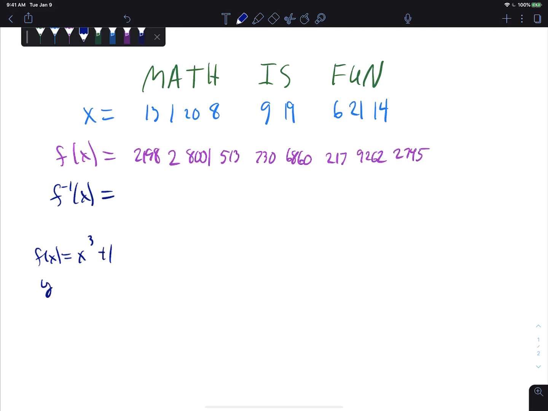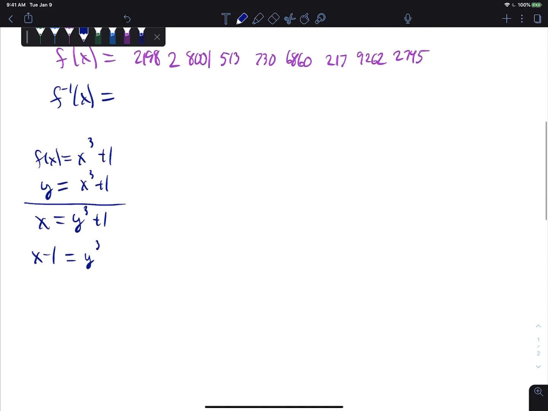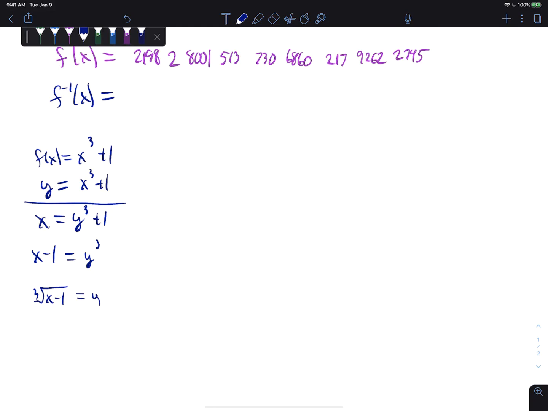That means that we need to replace f of x with y, and then switch all x's to y and all y's to x, and solve. Subtract 1 means x minus 1 equals y cubed. Cube root property means the cube root of x minus 1 equals y. So y is simply the cube root of x minus 1, which means that f inverse of x is the cube root of x minus 1.